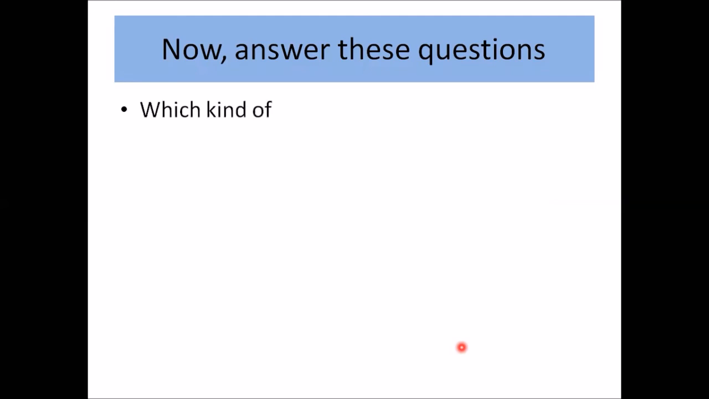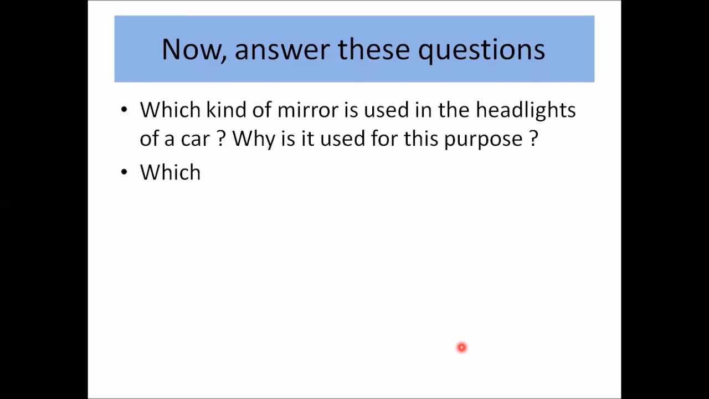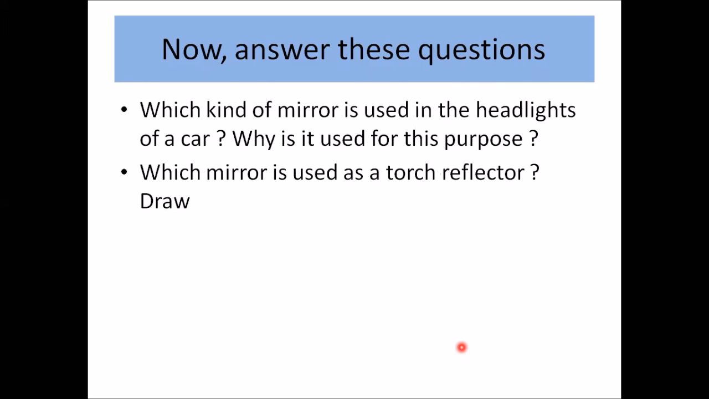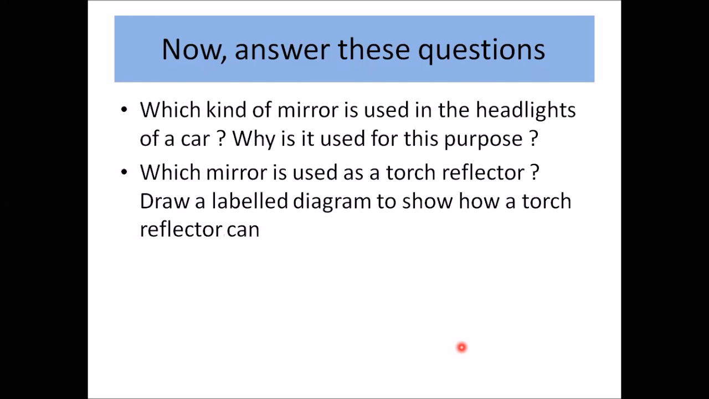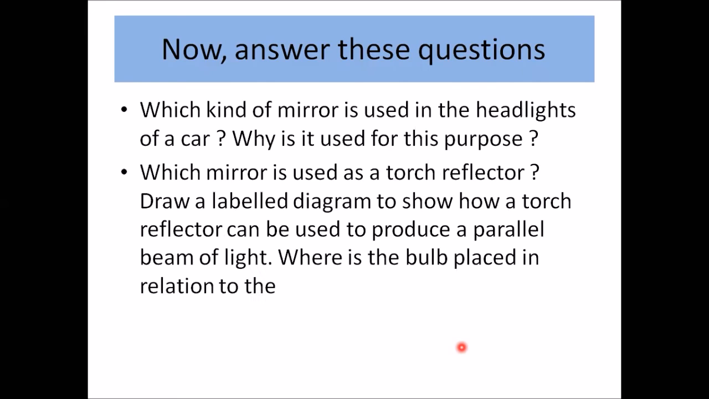So first question, which kind of mirror is used in the headlights of a car? Why is it used for this purpose? Second question, which mirror is used as a torch reflector? Draw a labeled diagram to show how a torch reflector can be used to produce a parallel beam of light. Where is the bulb placed in relation to the torch reflector?